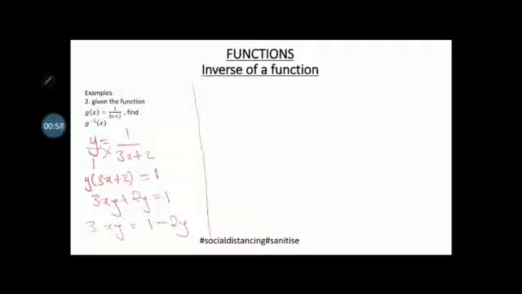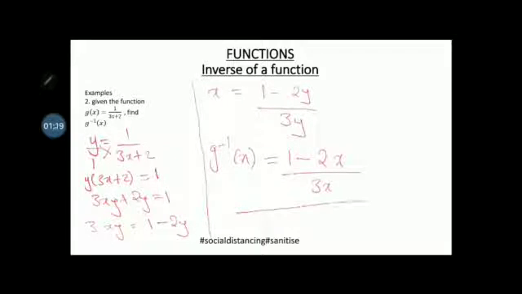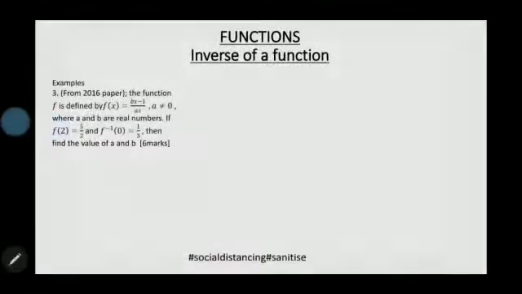So we divide throughout by 3y. We're going to have x remaining on this side, and we have 1 minus 2y over 3y. Finally, we replace our x with g inverse of x. That will give us 1 minus, then we replace y with an x, 2x over 3x. So that will give us the inverse function of g of x.